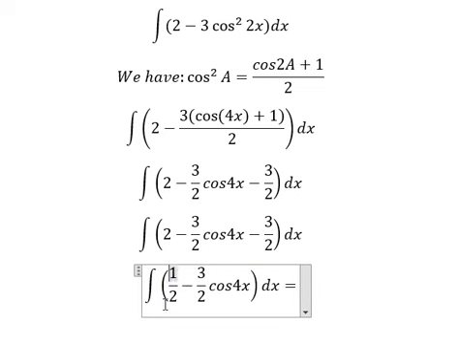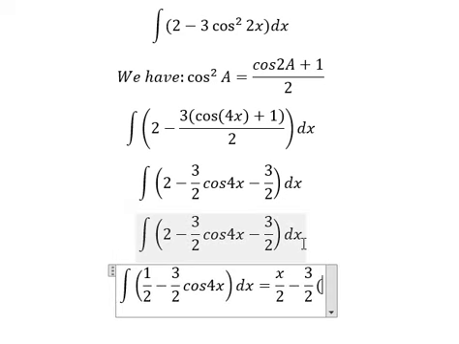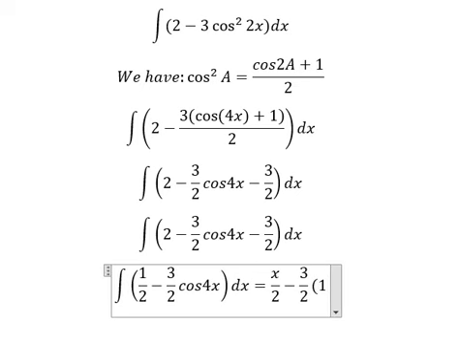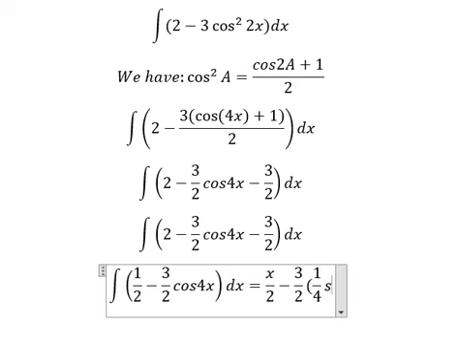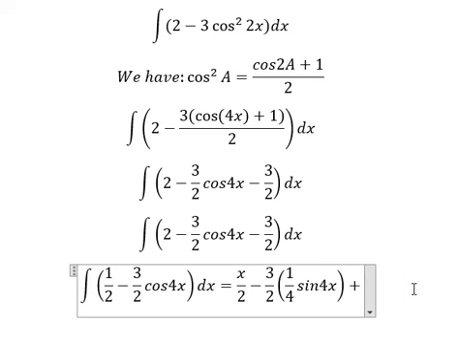The integration of this one, that is about s over number 2. The integration of cosine 4s, that is about 1 over 4 sine 4s. And I will put about c.